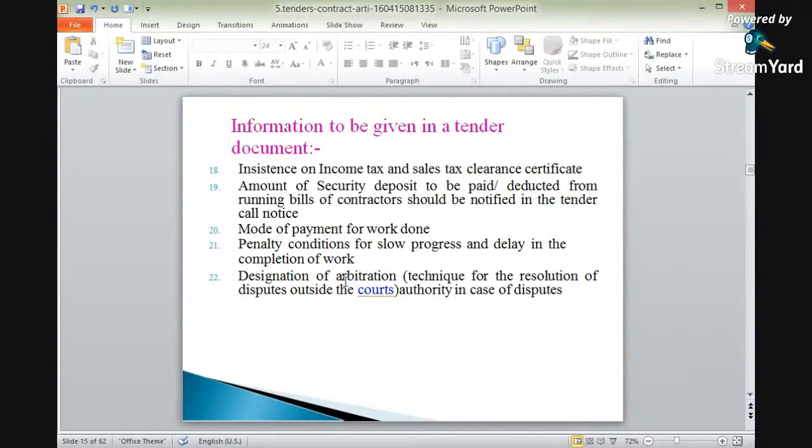Again, the 19th is the amount of security deposit to be paid, deducted from the running bill of contractors, which should be notified in the tender call notice. Security deposit is to be paid, or it is to be deducted.